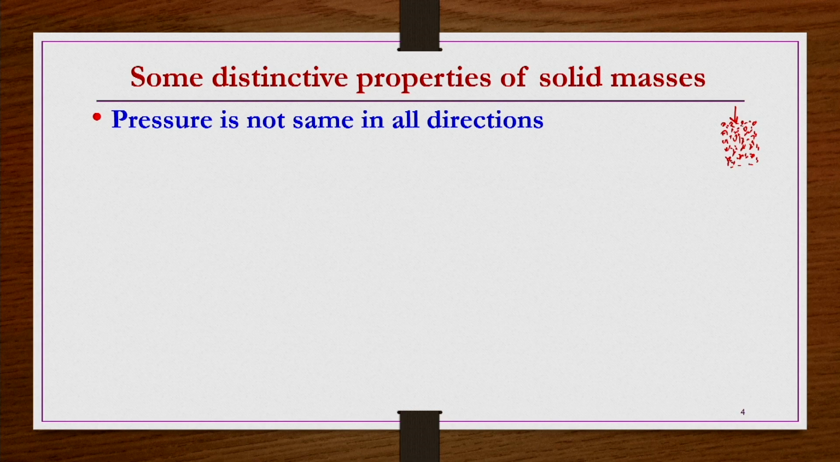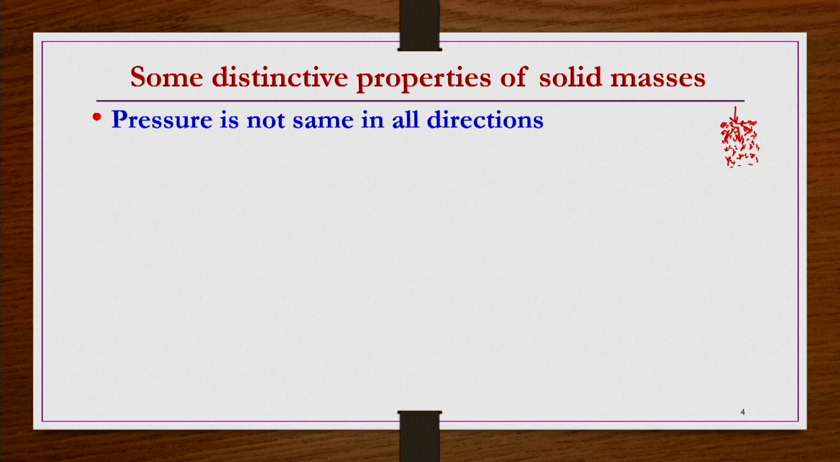The pressure, let us say, would be distributed in all directions. Indeed, that will be distributed in all directions, and that distribution is not the same in all directions. So, the pressure in this direction may be something, and pressure in the other direction may be something else, and pressure in the normal direction may be something else. Like this, the pressure is not the same in all directions.